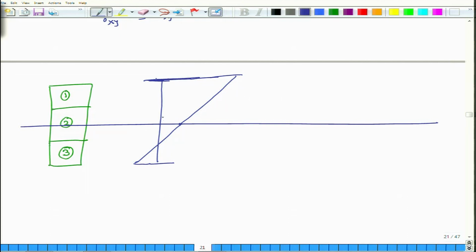So, this is epsilon naught. Now, we have to draw three such graphs, one for epsilon x, one for epsilon y, and another one for gamma xy.